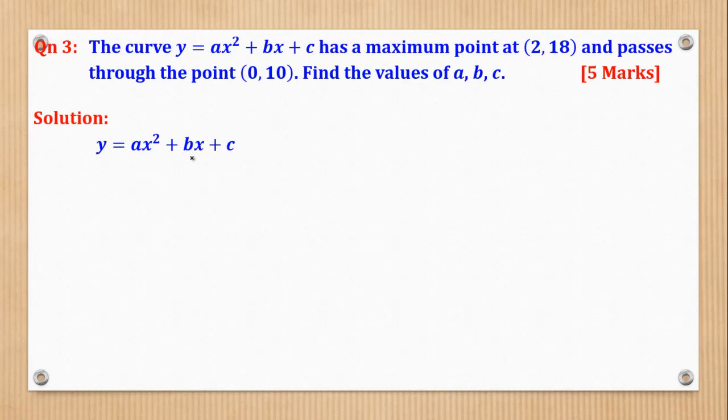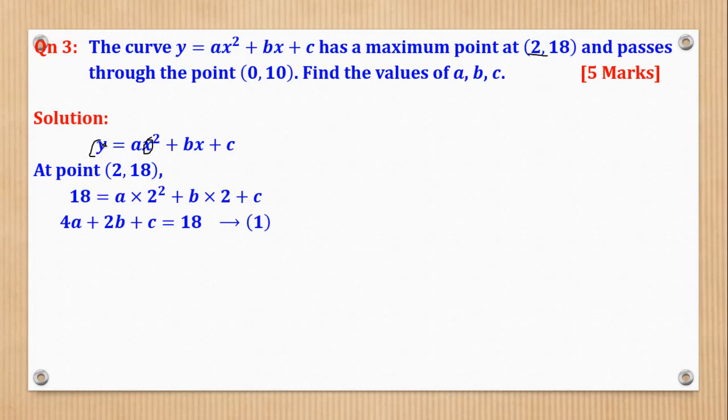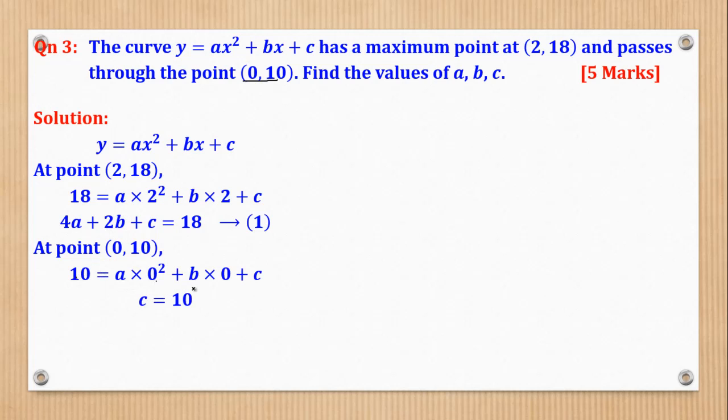So that's a given curve, and at point (2, 18), x is 2, y is 18, so substitute for x and for y. You will come up with equation 1. But they also told us that it passes through this point, so x is 0, y is 10. So substitute for y and for x. You will come up with the value of c.